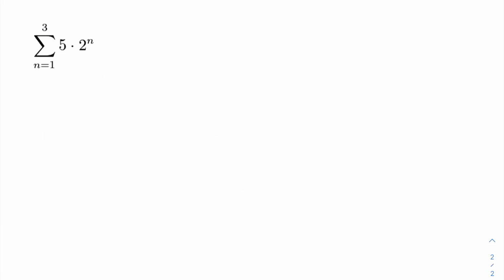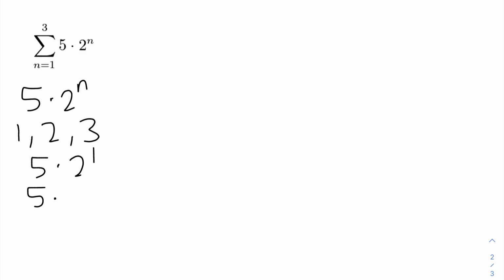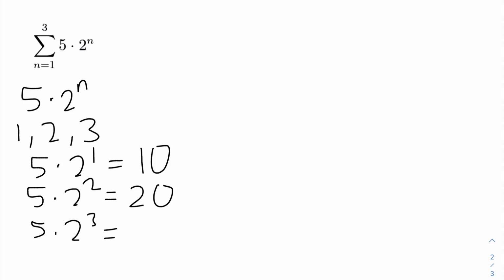So for our final example, we have the expression 5 times 2 to the power of n. And we're told that n starts as 1 and ends as 3. So we're going to have 1, 2, and 3 as the values for n. Now we're going to plug them in to our expression. We're going to get 5 times 2 to the power of 1, 5 times 2 to the power of 2, and 5 times 2 to the power of 3. This is equal to 10, this is equal to 20, this is going to be equal to 40.